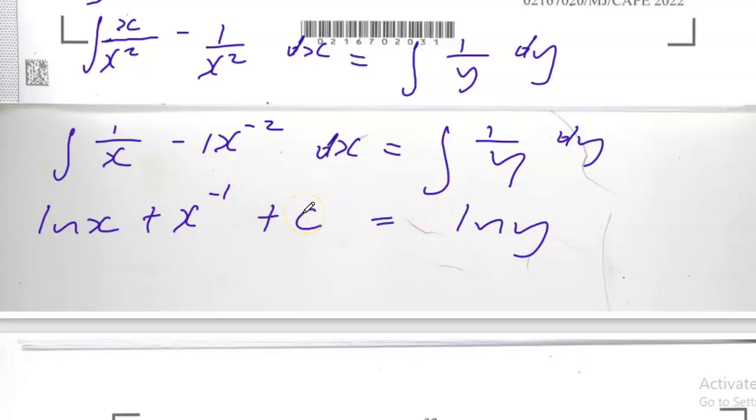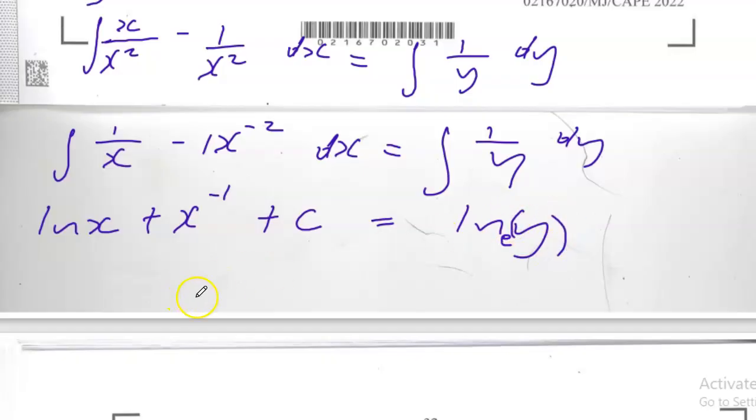But remember, we want to solve for y. Therefore, remember, this is actually base e. Therefore, what's in the bracket here, y is actually e to everything here, which is log x plus x to the negative 1, or 1 over x, plus our constant, c.